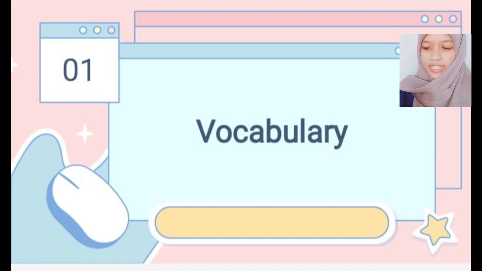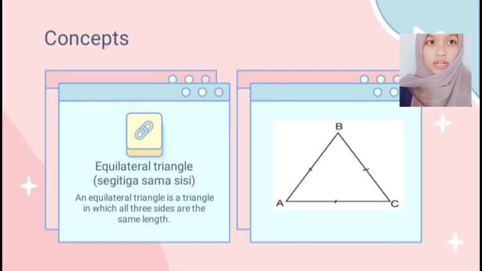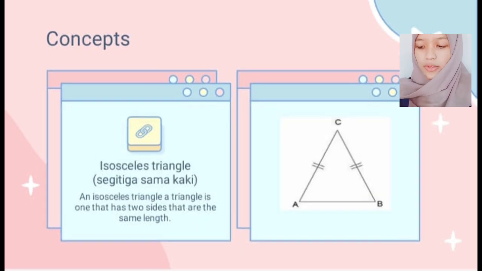The first vocabulary is equilateral triangle, or in Indonesian you can say segitiga sama sisi. An equilateral triangle is a triangle in which all three sides are the same length. The second vocabulary is isosceles triangle, or segitiga sama kaki. An isosceles triangle is a triangle that has two sides of the same length.